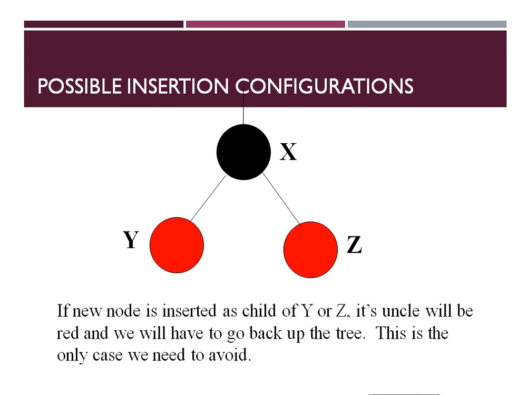If the new node is inserted as a child of Y or Z, look at the color of Y and Z. Since both of them are red, the parent is red and the uncle is also red here. We'll have to go back up to the parent of these two nodes. That means we have to back trace the tree. We have to trace up one level to find out which case is getting violated here.